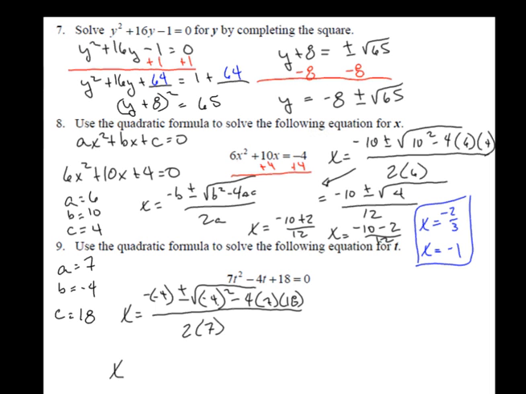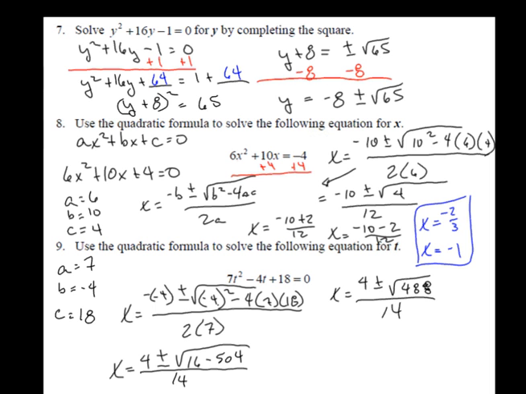So this becomes x is equal to 4 plus or minus square root of 16. And here we're going to end up with a really large negative number. So I have 4 times 7 times 18, so that's minus 504, over 14. So I now have x is equal to 4 plus or minus the square root of 488 over 14.